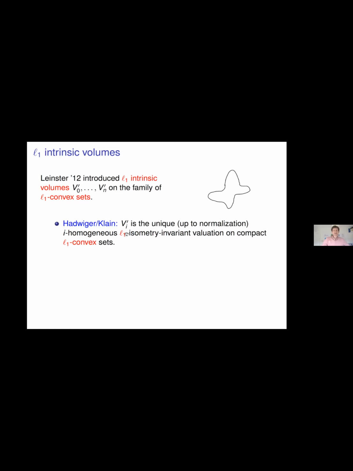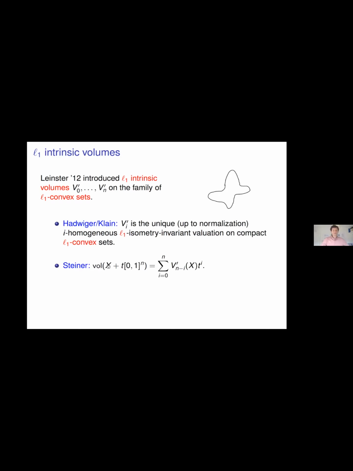L1 isometries are just translations and permutations and reflections of the coordinates. So it's just a much smaller isometry group. And so it's a little bit of a surprise that we end up with something so formally similar to the Euclidean context. And somehow these two things balance each other out in just the right way.